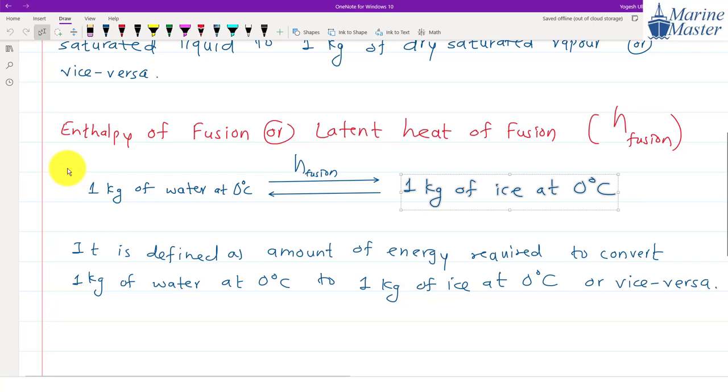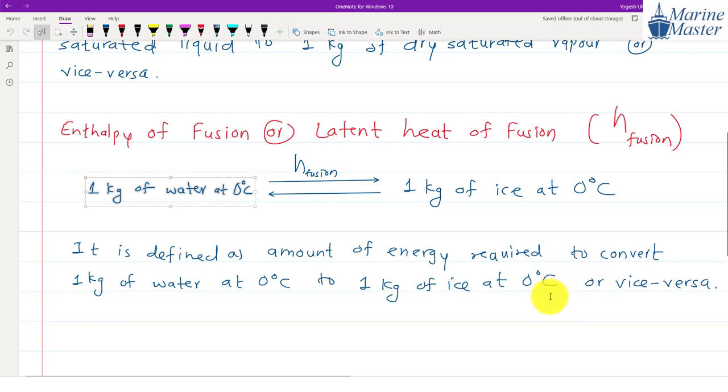convert this into 1 kg of water at 0 degrees Celsius, and whatever energy we have to supply for this conversion, we call it enthalpy of fusion or latent heat of fusion. So how is it defined, everyone? Enthalpy of fusion or latent heat of fusion is defined as the amount of energy required to convert 1 kg of water at 0 degrees Celsius to 1 kg of ice at 0 degrees Celsius, or vice versa.